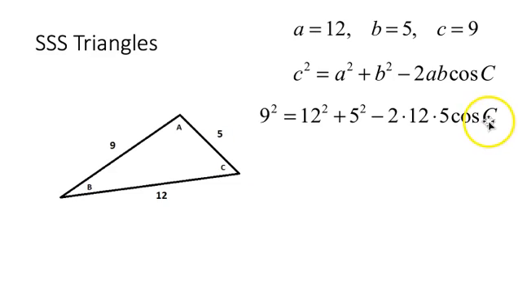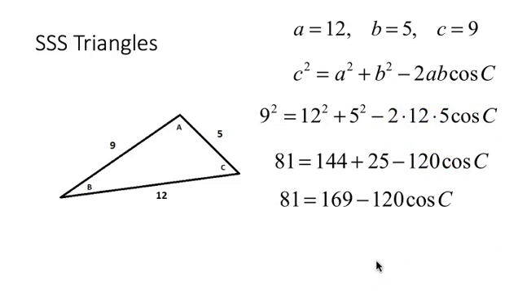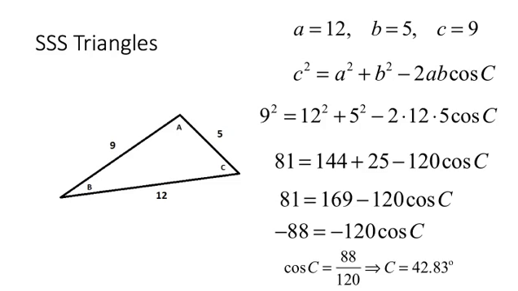So our goal is to find what capital C is. c squared, 9 squared, is a squared, 12 squared, plus b squared, 5 squared, minus 2 times 12 times 5 times cosine C. So 81, 9 squared is 81, 12 squared is 144, 5 squared is 25, and 2 times 12 times 5 is 120 cosine C. So we get 81 is 169 minus 120 cosine C. Subtracting 169 from both sides, I get negative 88 is negative 120 cosine C. So cosine C is a positive number. I get angle C is 42.83 degrees if it's quadrant 1.